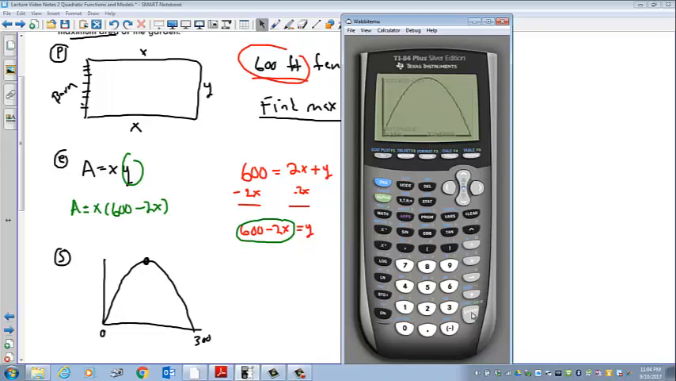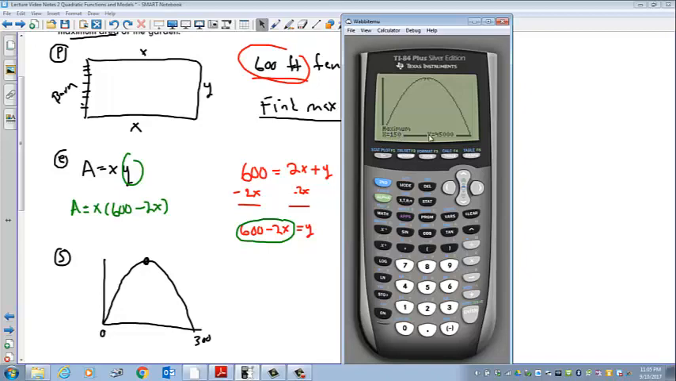So you can hit maximum, and then you can just scroll to the left when you think you're to the left of the maximum and hit enter, and scroll to the right, and you can watch it kind of pass the maximum there. And when you feel comfortable, that's the right, hit enter. Then you just hit enter for a guess, and it'll jump right to it. And so on this one, we want to find the maximum area. So you have two choices.